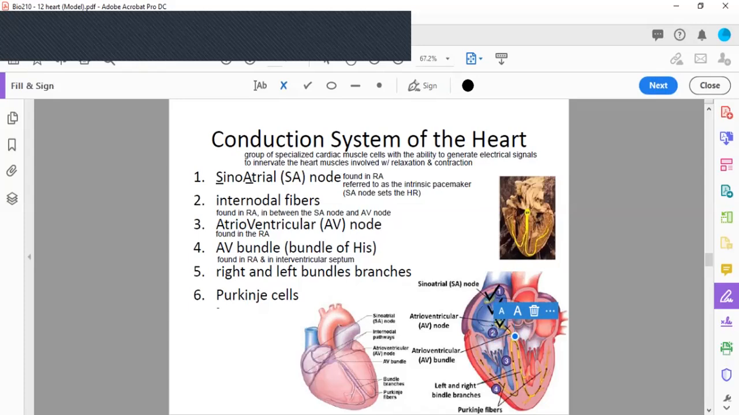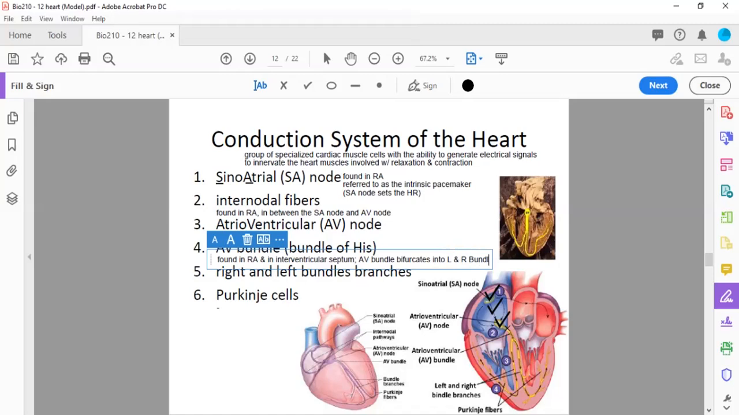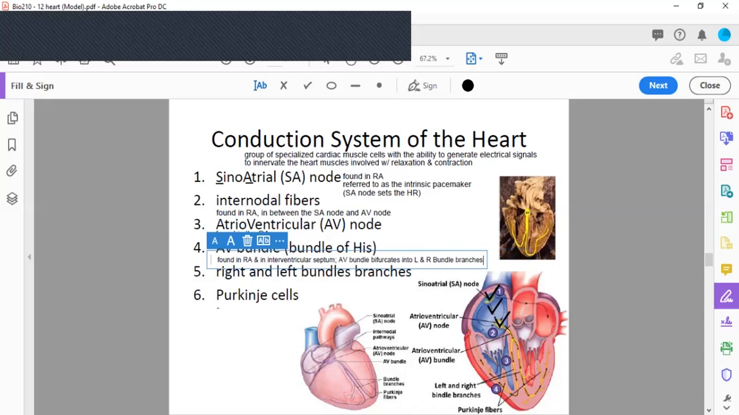Now let's move on to the next one. The AV bundle, by the way, is also what bifurcates. The AV bundle bifurcates into the left and right bundle branches. So the AV bundle will bifurcate into the left and right bundle branches.